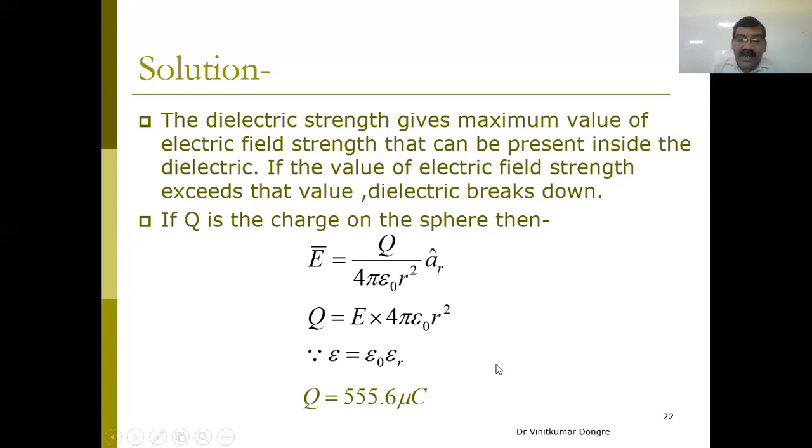So quickly you can do the calculation and just give me the confirmation whether the Q is 555.6 microcoulomb, or 0.556 millicoulomb. So that will be the answer. So this is a very simple formulation, but it is a tricky problem.